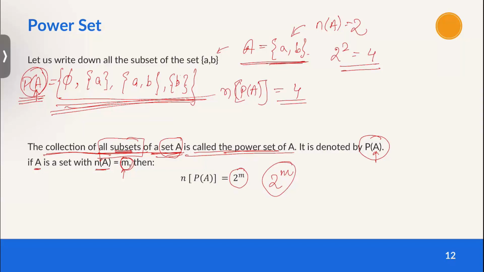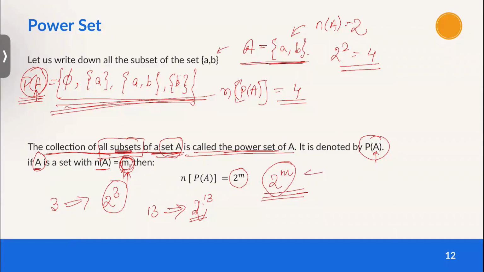So if a set A or any other set has m elements in it, the number of elements in the power set will be given as 2 to the power m. So if a set has 3 elements, then the power set will have 2 to the power 3 elements. If a set has 13 elements, then the power set will have 2 to the power 13 elements. How was this coming?